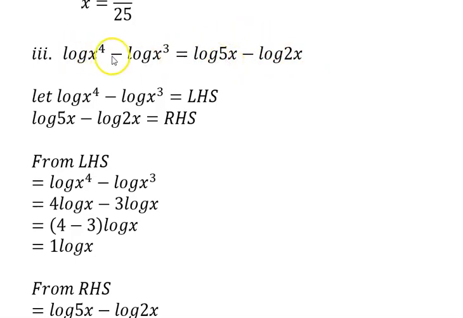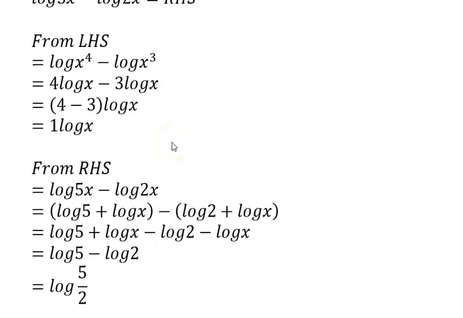So let's see the left hand side. We say let log x raised to power 4 minus log x raised to power 3 be our left hand side, and log 5x minus log 2x be our right hand side. So we solve our left hand side and solve our right hand side. We now equate them together. So okay, let's see from our left hand side, what do we have? Log x raised to power 4 minus log x raised to power 3.